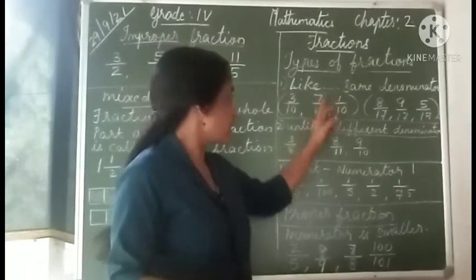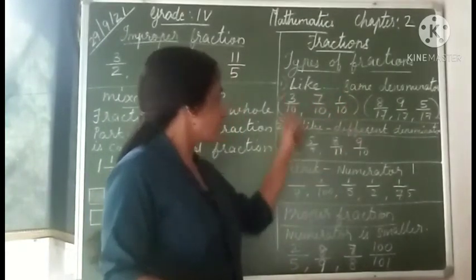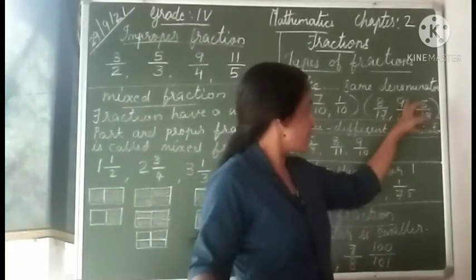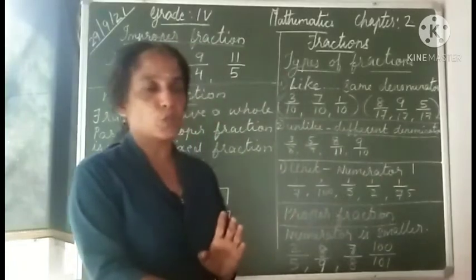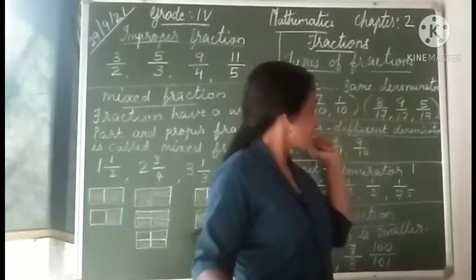Example: 3 by 10, 7 by 10, 1 by 10. These three are like fractions. 8 by 17, 9 by 17, 5 by 7. This is another set of like fractions. Why? Their denominators are the same.